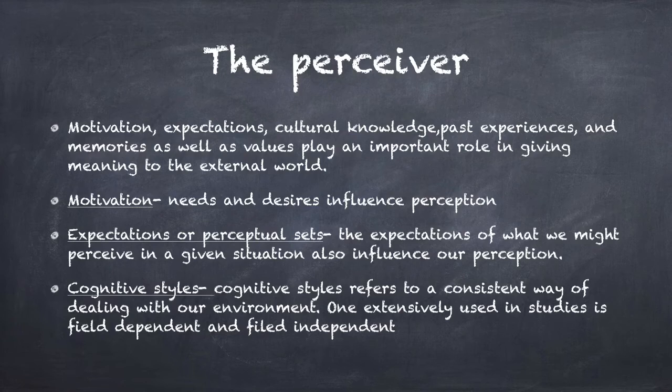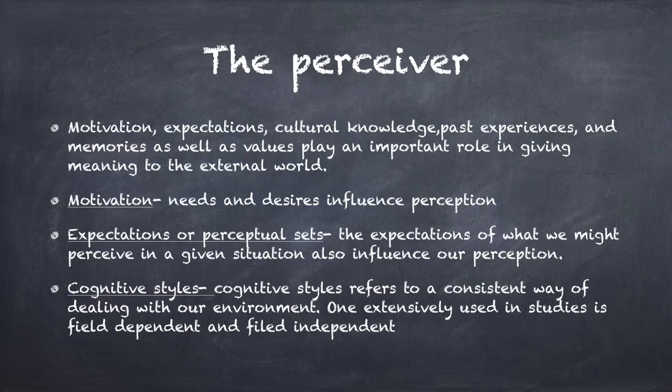Now let us come to cognitive styles. Cognitive styles refer to a consistent way of dealing with our environment. It significantly affects the way we perceive the environment. There are several cognitive styles that people use in perceiving the environment. So there are styles of how we perceive things from the environment. Here we will talk about the one most extensively used in studies, the field dependent and field independent cognitive style.